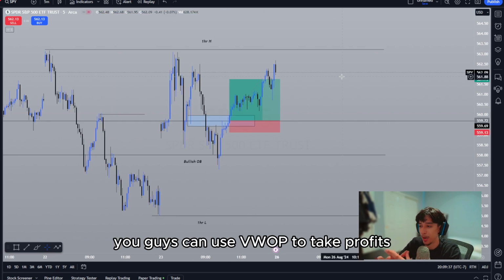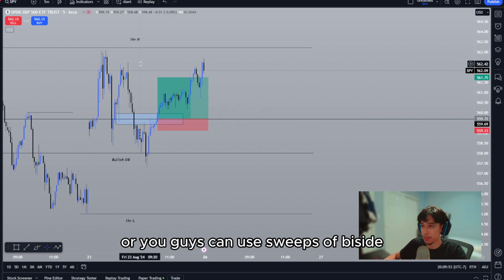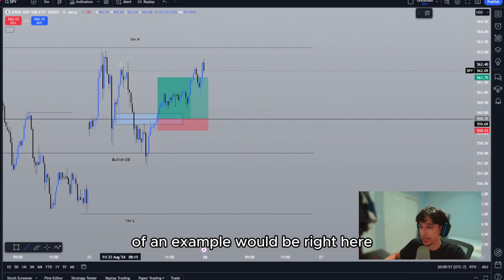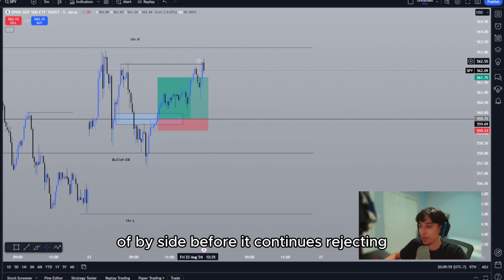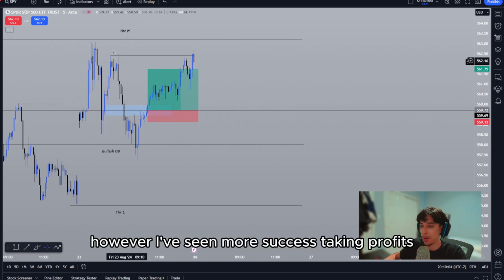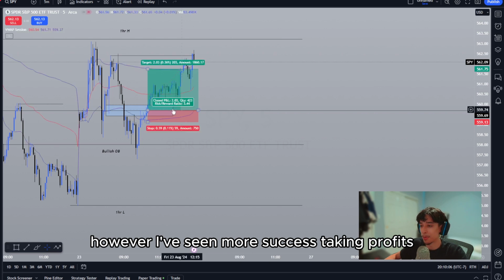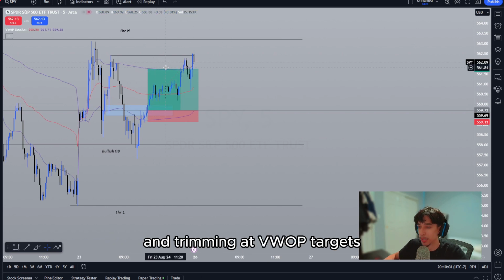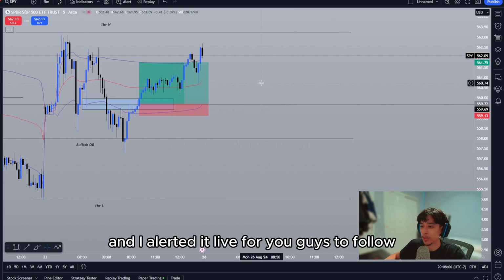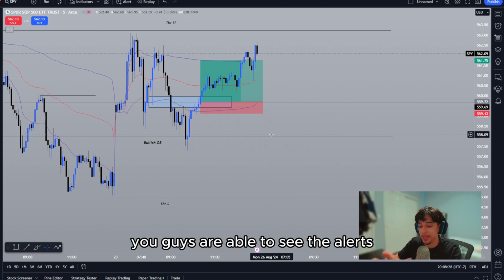You guys can use VWAP to take profits, or you guys can use sweeps of buy side liquidity to take exits. An example would be right here. We have a sweep of buy side before it continues rejecting. So that is not a bad spot to take your profits. However, I've seen more success taking profits and trimming at VWAP targets. Now, this is actually a trade that we took in the Discord, and I alerted it live for you guys to follow. So if you guys are in there, you guys are able to see the alerts.